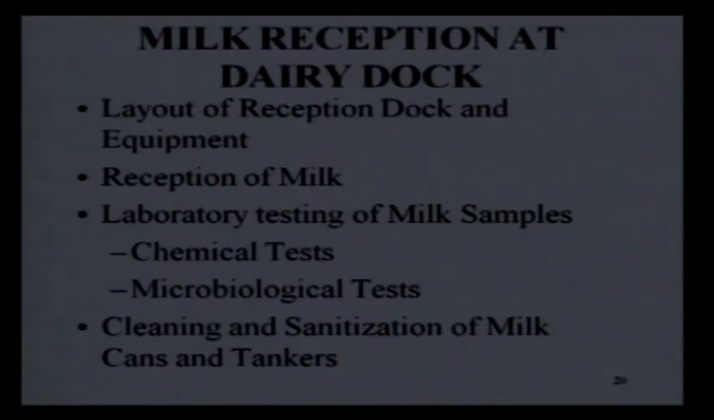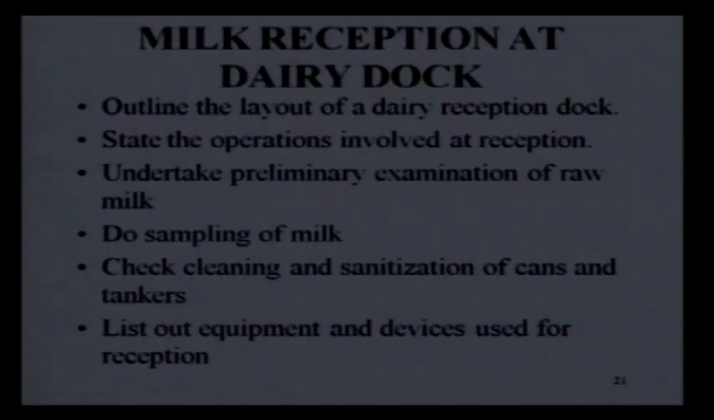Now what are the capabilities or the characteristics which you will develop? Once you have gone through the unit, you will be able to identify the layout of a dairy reception dock. Normally we call it the raw milk reception dock, RMRD, where the milk is received. Just like when you are at the marriage, at the main reception gate, you receive any of your guests or family member. Similarly, the milk reception at dairy dock is the part. So first is the outline, the layout of a dairy reception dock.